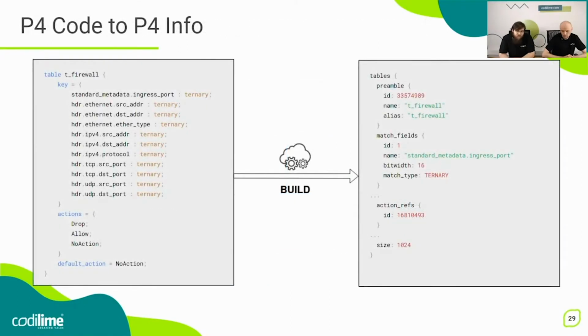Here is an example of this. We can see table T firewall is translated to this ID. The same is with one of the fields, Ingress port. It's translated to an ID. Also, this definition contains the name of this field, the size, and match type. Also, actions are mapped to IDs.